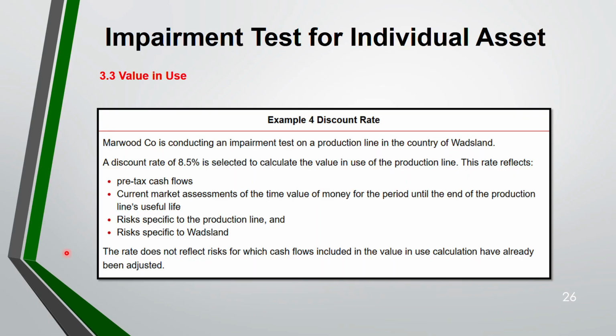This is based on which discount rate to use. It's about Marwood conducting an impairment test on their production line. The discount rate is 8.5%, selected to calculate the value in use. This rate reflects pre-tax cash flow, risk specific to the production line and risk specific to the country, and the current market assessment of the time value of money for the period until the end of production. So the rate does not reflect the risk for which cash flows included in the value in use calculation have already been adjusted.